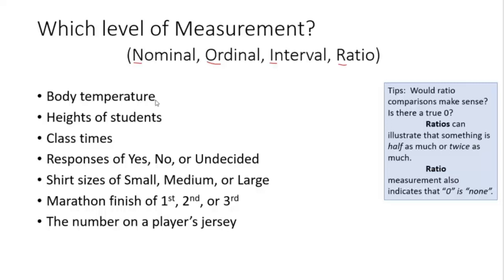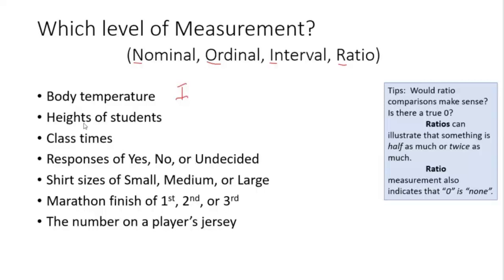Anytime you're dealing with temperature, you can't be where 0 means none. But you could subtract. We could say, oh, this person's temperature is 98.6 and the other one was 98.4. I can subtract that and say that is 0.2 of a degree. So that one is interval. 0 does not mean none.